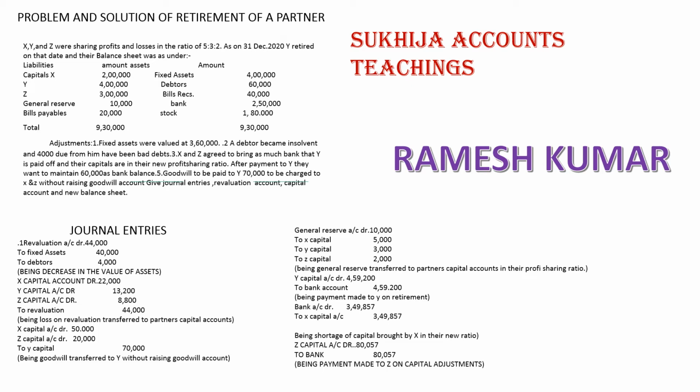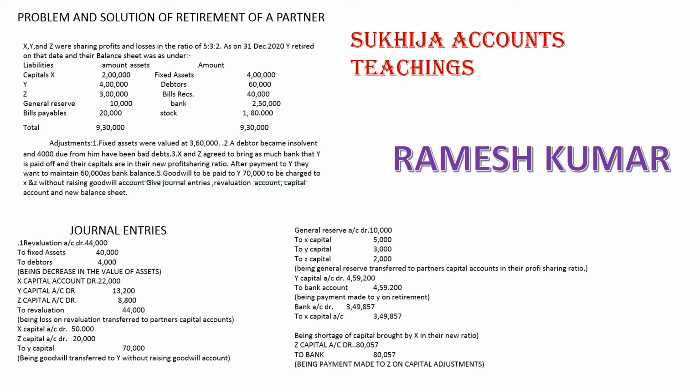Now first we are starting with journal entries. First is revaluation account debit 44,000 to fixed assets 40,000, to debtors 4,000. Narration being decrease in the value of assets 44,000. Now there is no other item for revaluation, so this total loss will be charged to all the partners in their profit sharing ratio. X capital account debit 22,000, Y capital account debit 13,200, Z capital account debit 8,800 to revaluation 44,000. Being loss on revaluation transferred to partners' capital accounts.